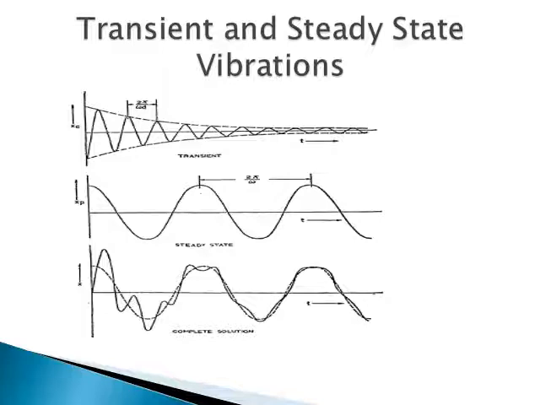The complementary part is exponentially decaying, e to the power minus zeta omega n t, and the particular part is a sinusoidal wave. The transient part vanishes or stops as time passes, but the steady state part is constant. So the combined or complete solution can be represented as shown in figure C. It is by superimposing these two, steady state and transient parts. The transient part will stop after some time, but the steady state part continues as a constant part.